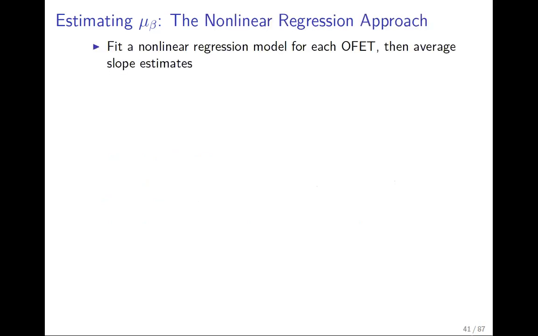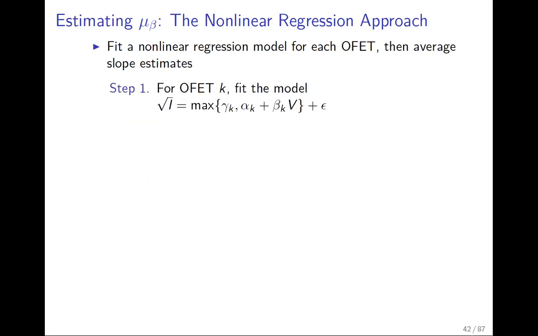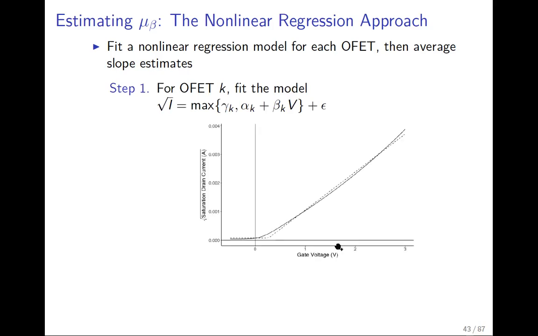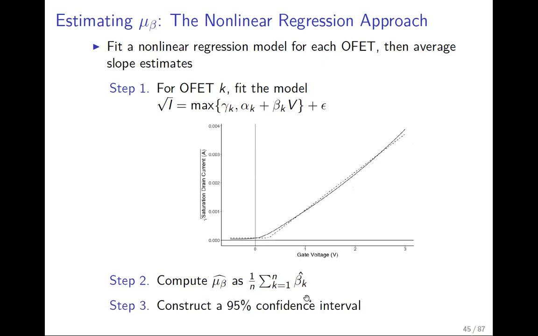The nonlinear regression approach differs from the other approaches. Without a regression range, it fits one nonlinear regression model for each OFET and then averages the slope estimates. In the first step, we fit this model for each OFET. In this plot, the solid curve is an OFET curve, and the dashed curve is the model fit to it. The model is piecewise linear. It has a flat piece whose y-intercept is gamma k, and a slanted piece whose intercept and slope are alpha k and beta k, respectively. We next estimate mu beta as the average of the slope estimates from the fitted models and construct a confidence interval.